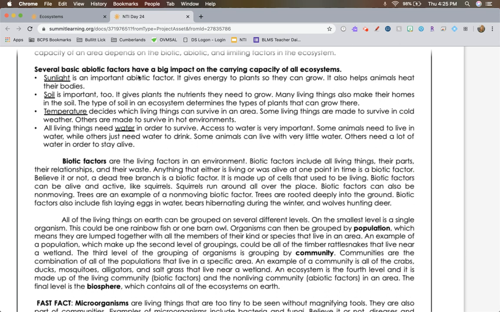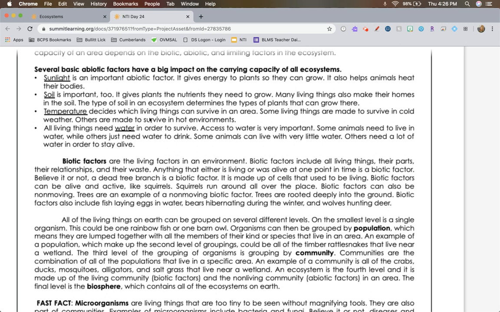Sunlight is an important abiotic factor. It gives energy to plants so they can grow. It also helps animals heat their bodies. Soil is important too. It gives plants the nutrients they need to grow. Many living things also make their homes in the soil. The type of soil in an ecosystem determines the types of plants that can grow there.